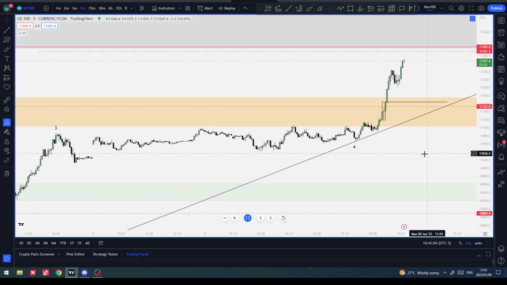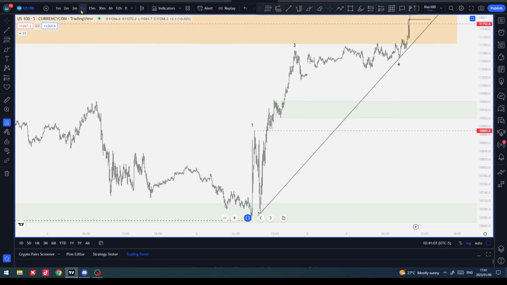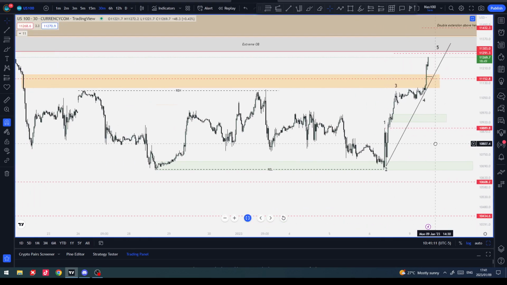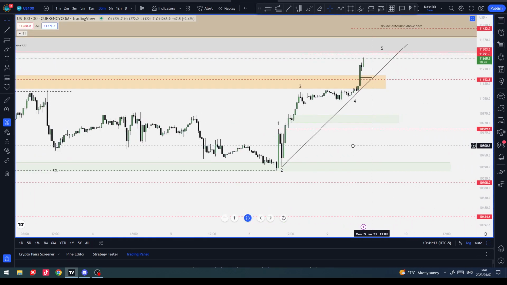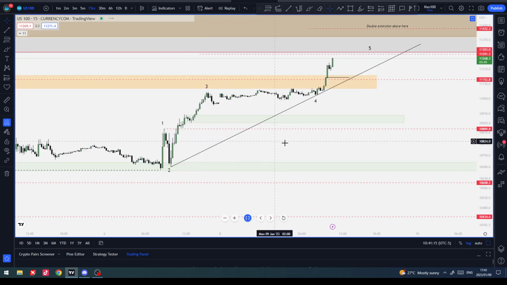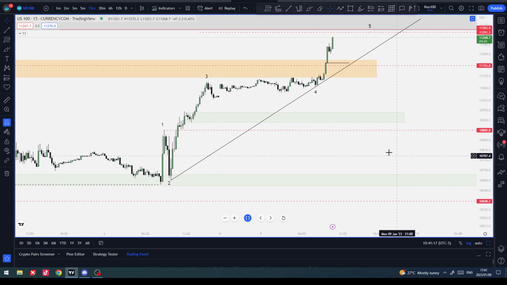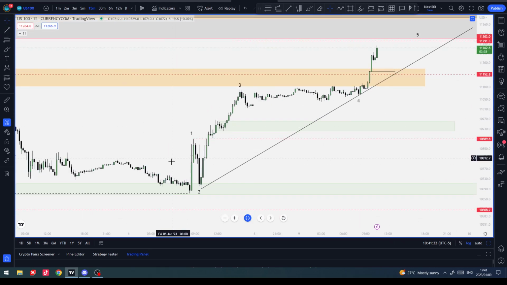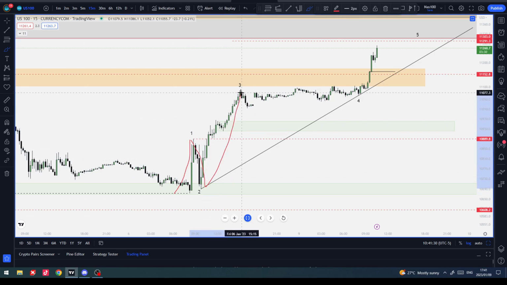Let's start with NAS and then we'll move on to Bitcoin and the others, right? So last week I mentioned before market close that I'm treating this CPI as a wave 1 here. So CPI was a wave 1, the retracement was a wave 2, we had a wave 3 here. I was actually looking for a wave 4 to come here and then the wave 5 to cap off here.